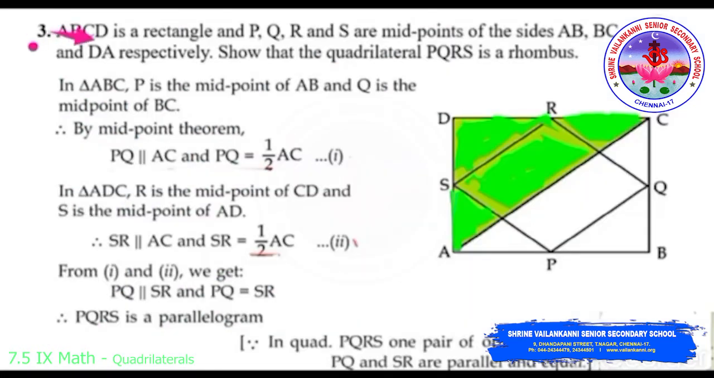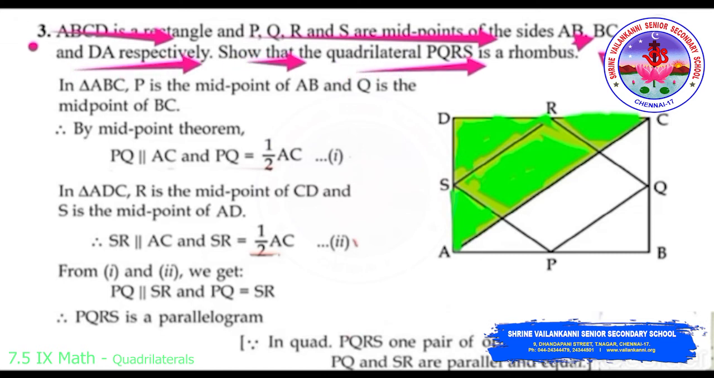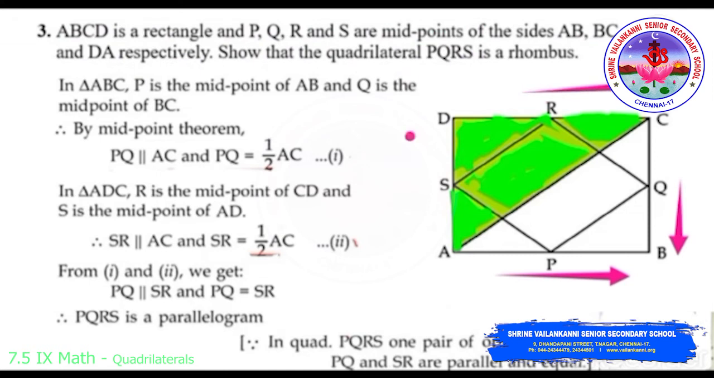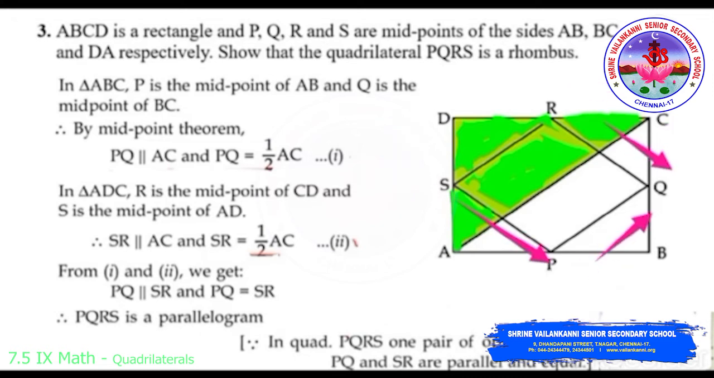Third problem: ABCD is a rectangle and P, Q, R, S are the midpoints of sides AB, BC, CD and DA respectively. Show that the quadrilateral PQRS is a rhombus. We have been given a rectangle figure ABCD. P, Q, R, S are the midpoints of the sides AB, BC, CD and DA. We want to prove that the quadrilateral PQRS is a rhombus.